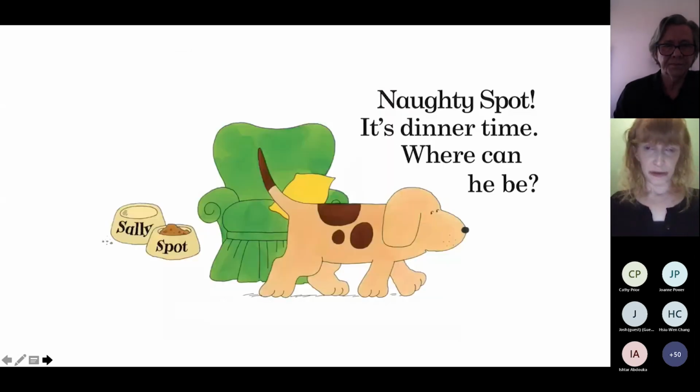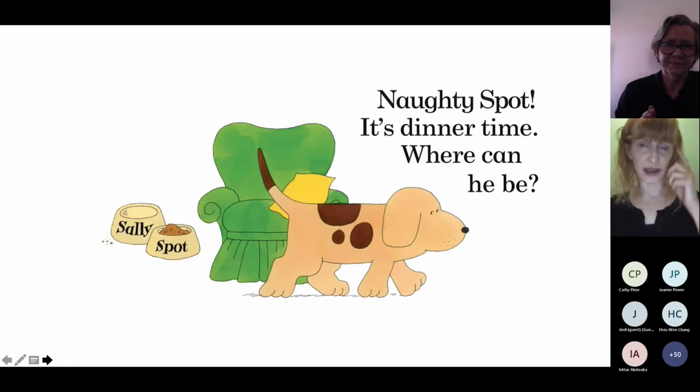Okay, let's move on to the first page. So the text here is naughty Spot. It's dinner time. Where can he be? So what do we think the key words might be in that text when we're thinking about not signing every word, even though it's only a small amount of text?